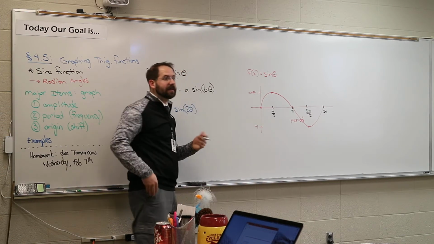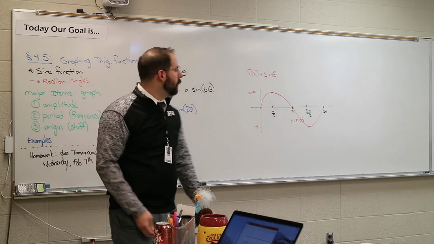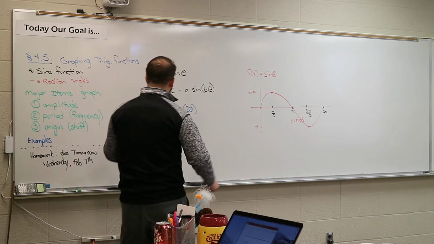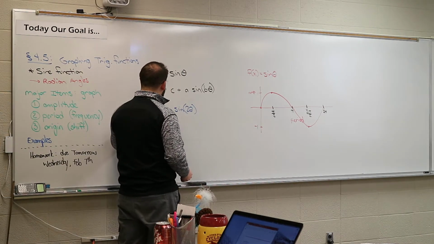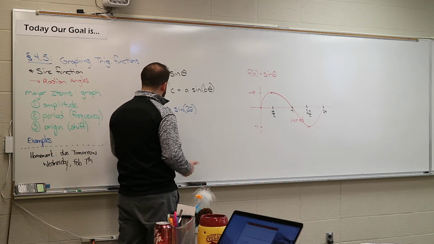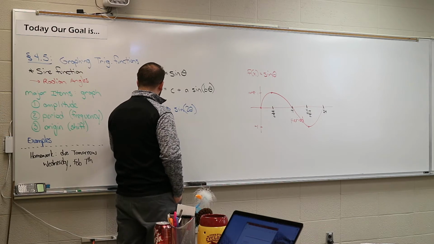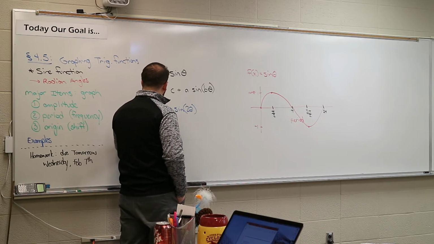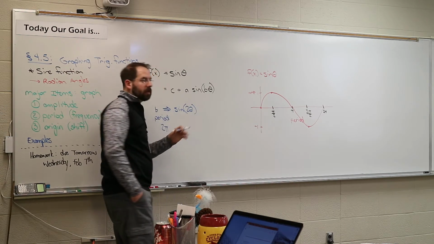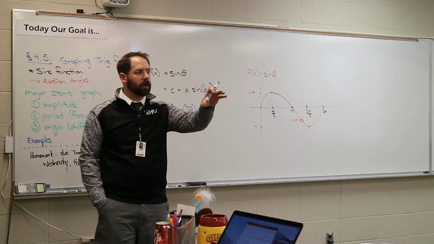So the 2 is on the inside multiplying on theta. Okay, so how this works, again, we're affecting the B number here. That's the number we're affecting. So that's going to affect the period of this graph. So normally, we hit 2 pi. That's normally the fourth marker down the road.